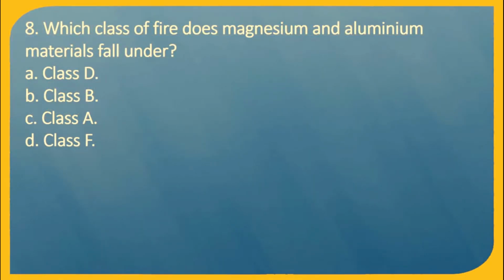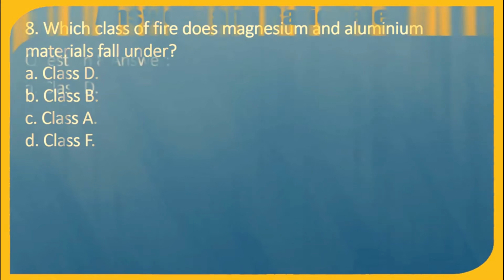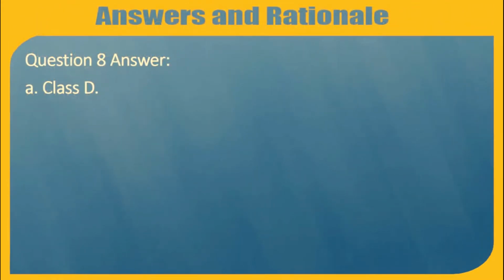Question 8. Which class of fire does magnesium and aluminium materials fall under? A. Class D. B. Class B. C. Class A. D. Class F. Question 8 Answer, A. Class D.